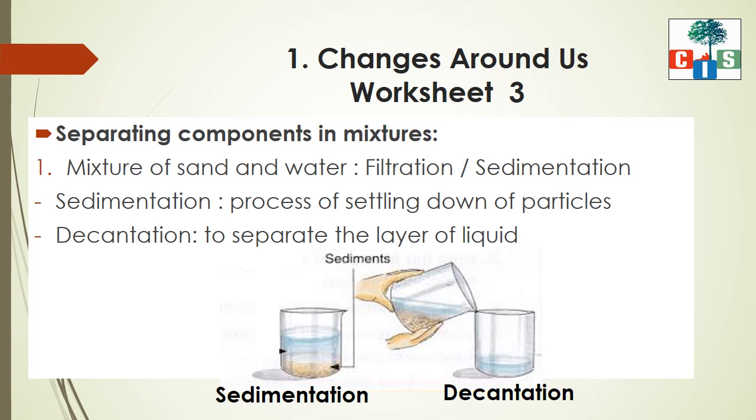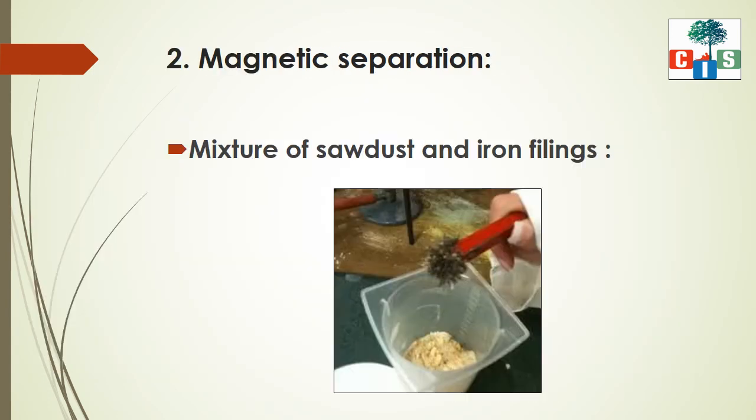Now there is one question about a mixture of sawdust and iron filings. Now what is this sawdust? Sawdust means wood shavings. When we sharpen our pencil, there are pencil shavings. Like that, when we cut wood, some dust particles fall and they are called sawdust.